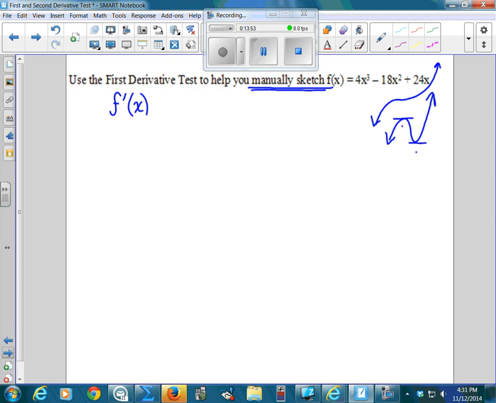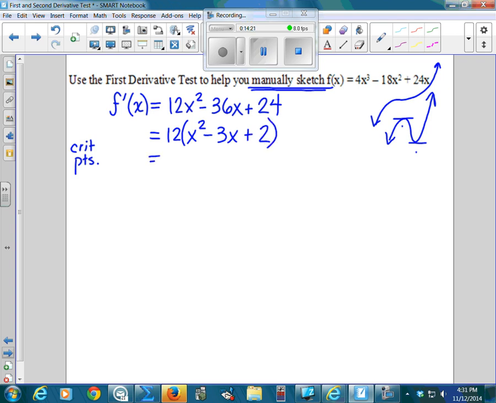So the first step is find f prime, and that will be 12x squared minus 36x plus 24. And we look for critical points because they're the candidates for local extremes. So we'll factor out 12 times x squared minus 3x plus 2. Don't you love how these problems are so contrived? I wonder what percentage of the actual polynomials are factorable. Probably not many. So there we have f prime of x completely factored.